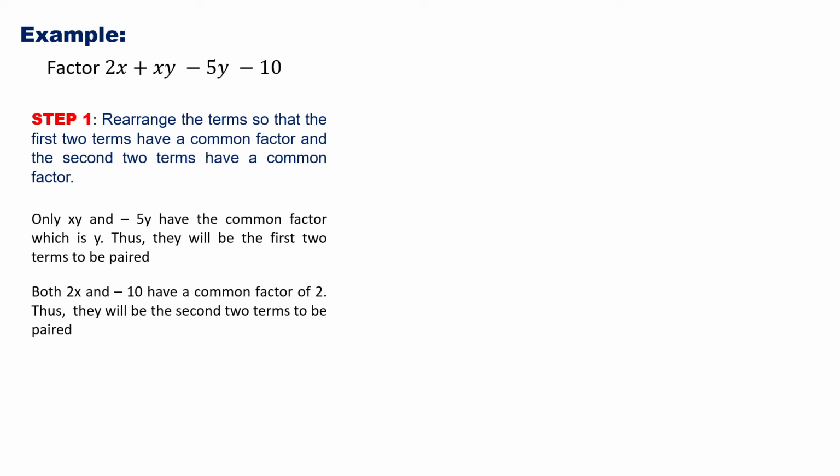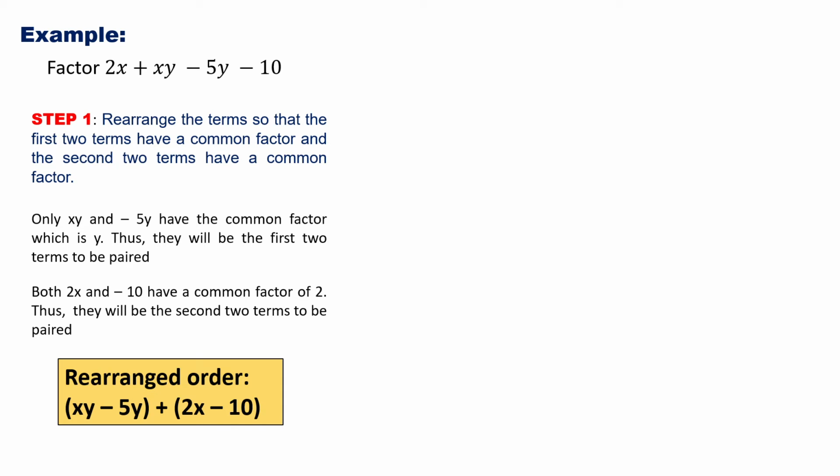Second, both 2x and negative 10 have a common factor of 2. Thus, they will be the second two terms to be paired. And by rearranging the terms of our polynomial given, we will have xy minus 5y. Yan yung ating dalawang unang pares. Plus 2x minus 10, yung ating dalawang term, which is yung ating pangalawang pares.